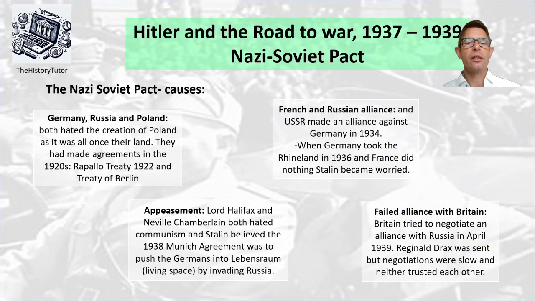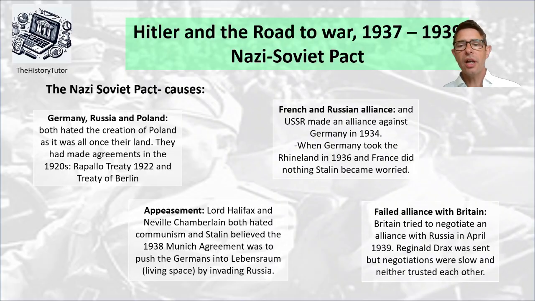So what were the causes of the Nazi-Soviet Pact? Well, firstly, Germany and Russia both hated the creation of Poland and wanted it to be destroyed. They made agreements in the 1920s, the Rapallo Treaty in 1922 and the Treaty of Berlin, and this showed they could get on with each other. And of course they had this shared hatred of the setting up of Poland and taking their land.